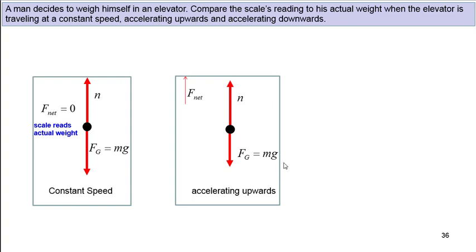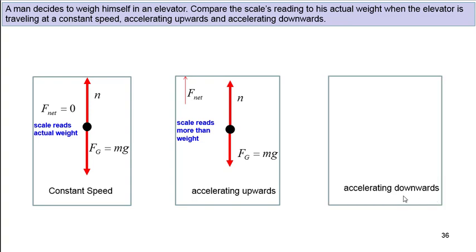Okay? That might seem weird, but really picture yourself in an elevator standing on a scale. As you accelerate upwards, that scale is going to show a number larger than your weight. Finally, when the elevator is accelerating downwards, our free body diagram is the same, but now because we're accelerating downwards, there has to be a net force pulling us downwards. And if there's a net force pulling us downwards, this force is going to be bigger than the normal force, which means that the scale will read a weight smaller than the man's actual weight.